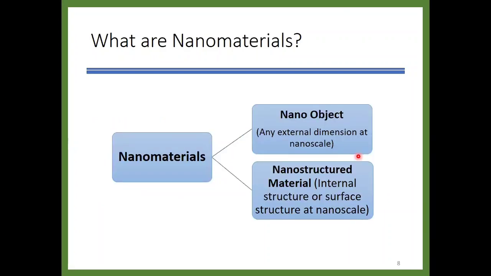Let's move on. These two types of nanomaterials, we actually give two names for them. The first one we discussed, we call a nano object. That is a material with any external dimension at the nanoscale. And then the second type, we call a nanostructured material. That means the material can be a little bit bigger, but it has an internal structure or surface structure at the nanoscale. So let's see some examples.